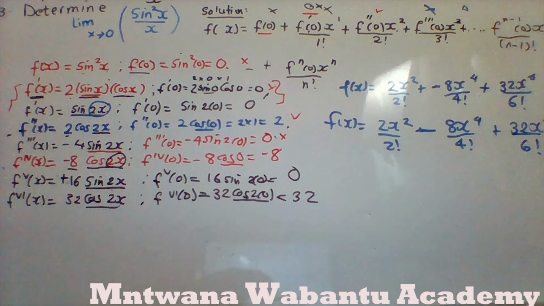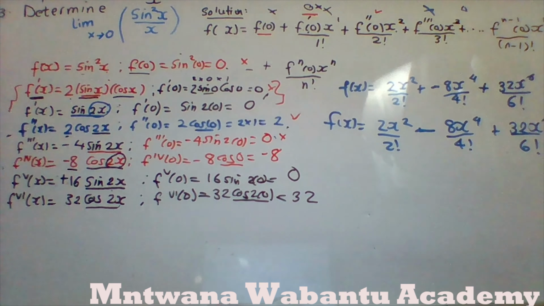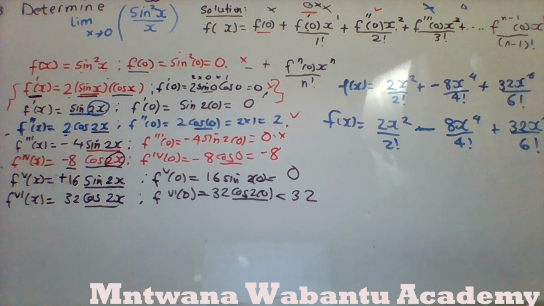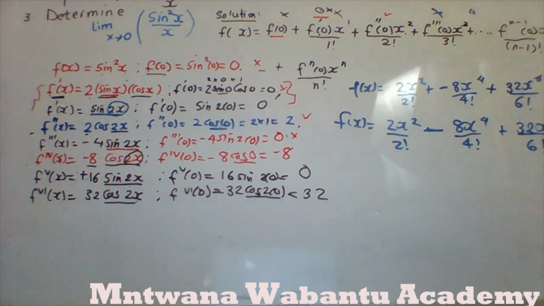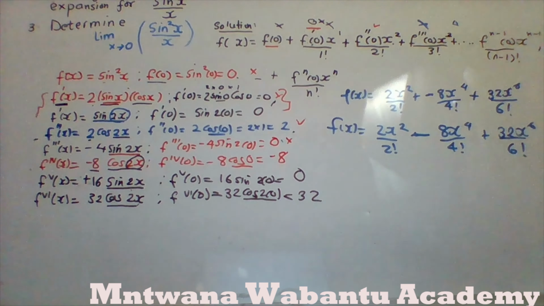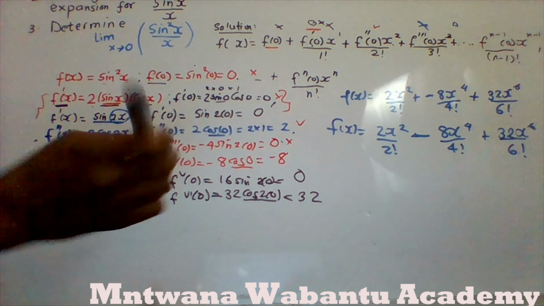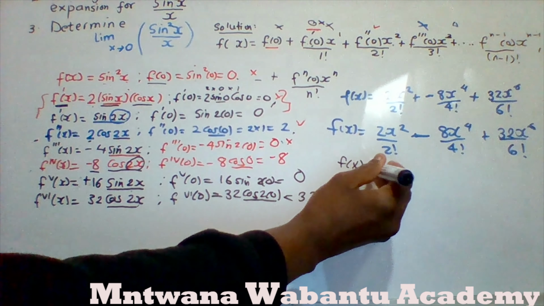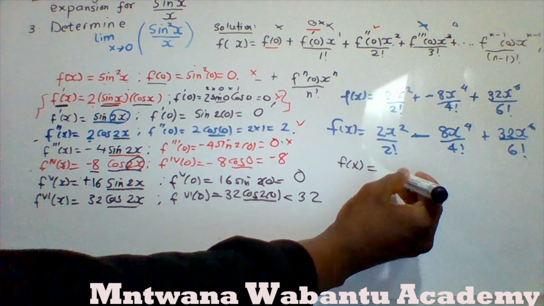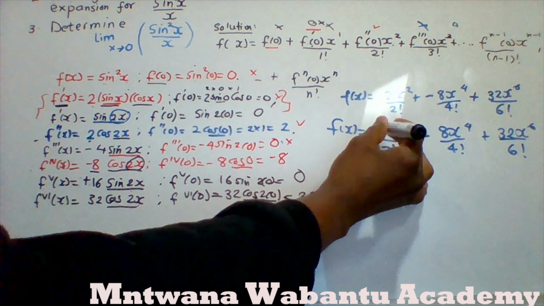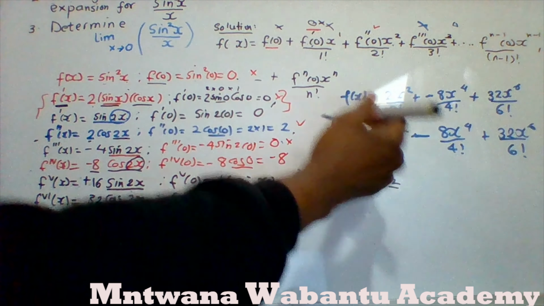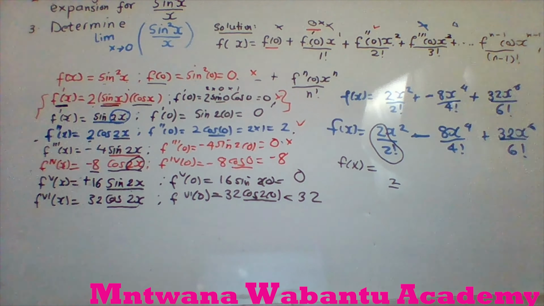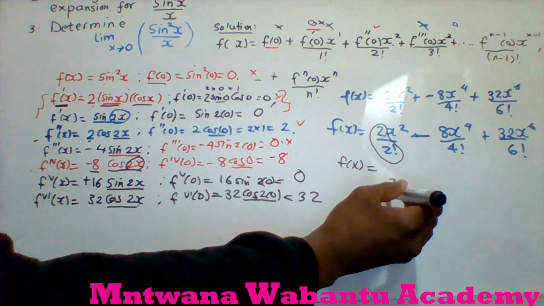Sometimes some people can simplify this. They say f of x equals 2. Look, we can take only these numbers. You can simplify, plug them in the calculator, and you're going to get a number, because 2 over 2 factorial is like 2 times 1.